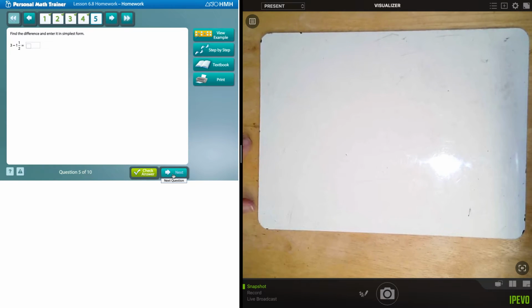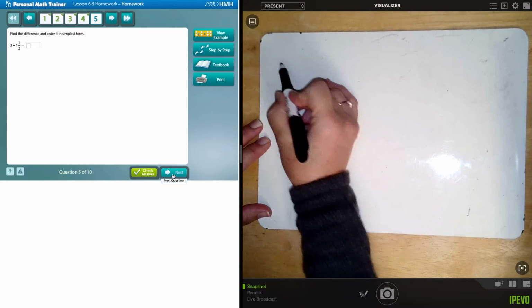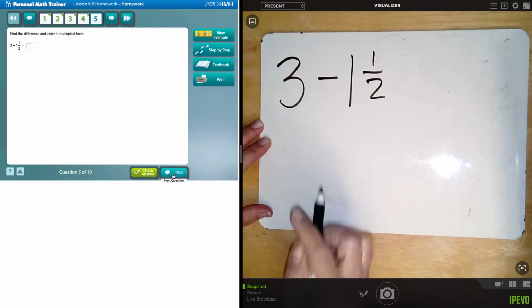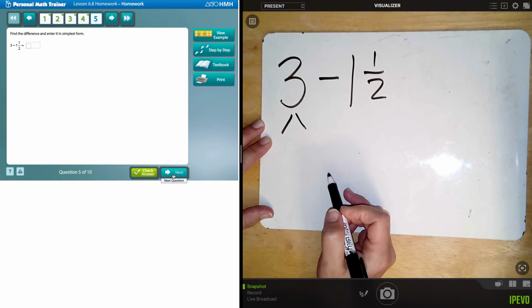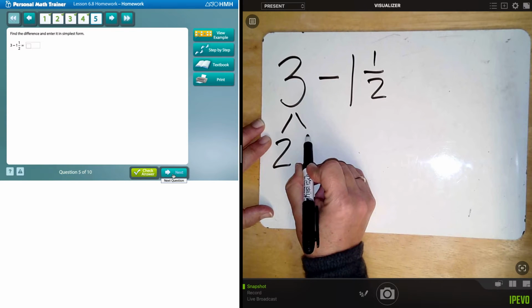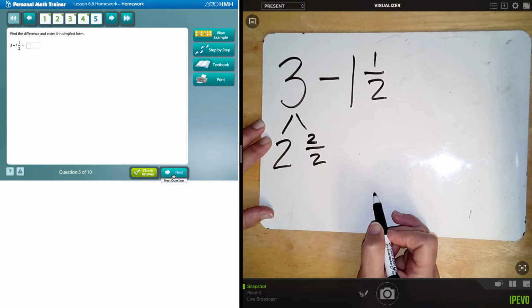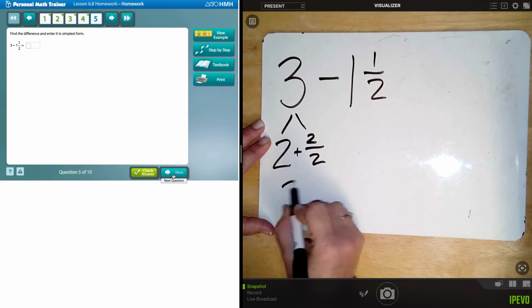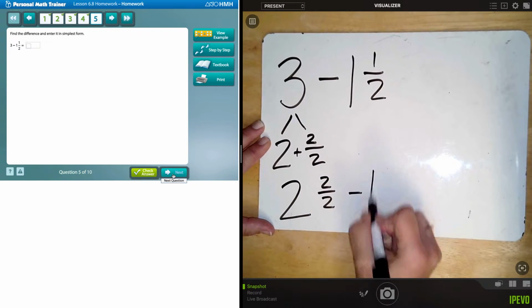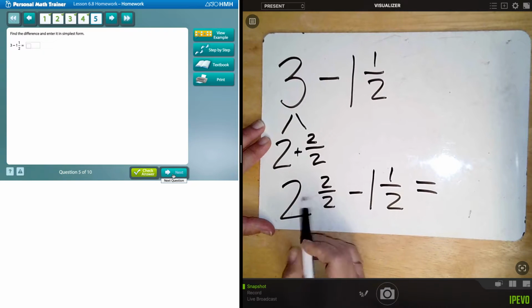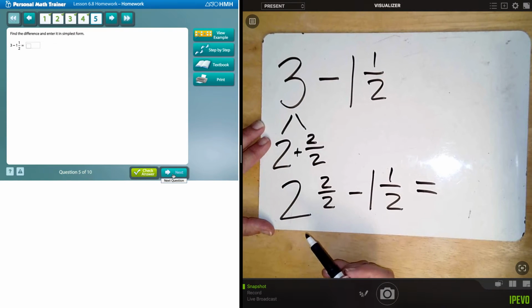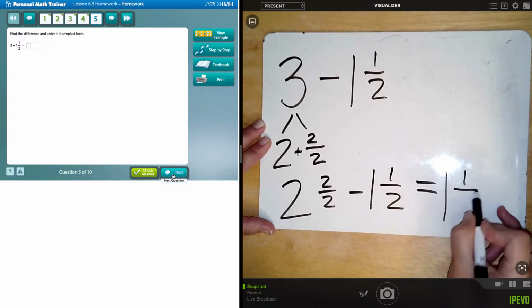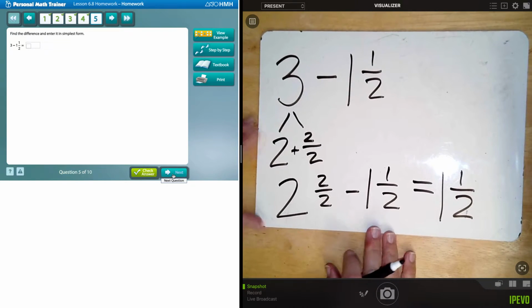Let's go to number 4. Find the difference and enter it in the simplest form. So I don't have to do any estimating on this one, right? But I can regroup this if I want. 2 and a 2/2, right? 2 plus 1 whole, or 2 plus 2 halves. So I could turn it into 2 and 2/2 minus 1 and 1/2, because 2 and 2 halves is the same amount as 3 wholes. So for me, 2 minus 1 is 1, 2 minus 1 is 1, and I keep my denominator. For me, that was the easiest way.